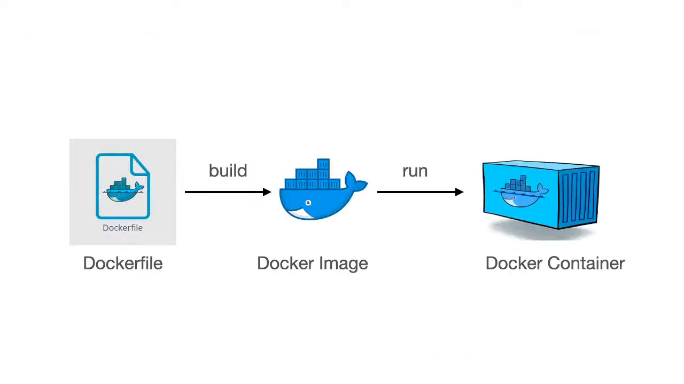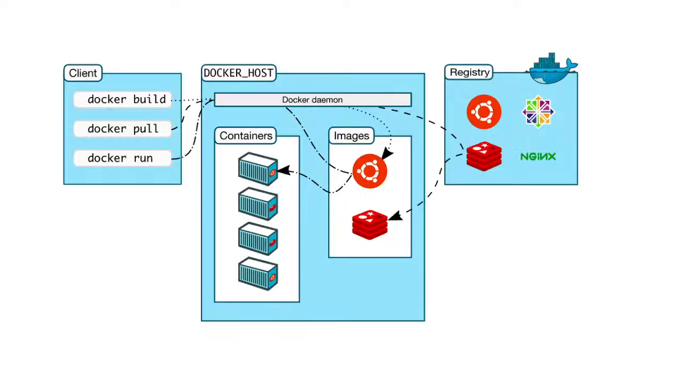Essentially, how Docker helps create containers is that we create a Dockerfile and run a build. When we do the build, it creates a Docker image, and we use that image to run and create a container.